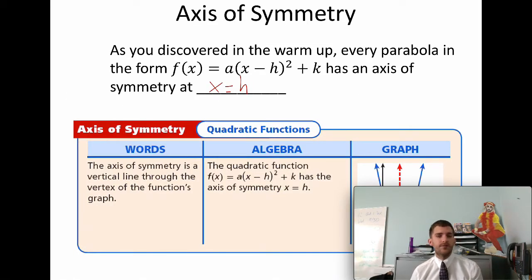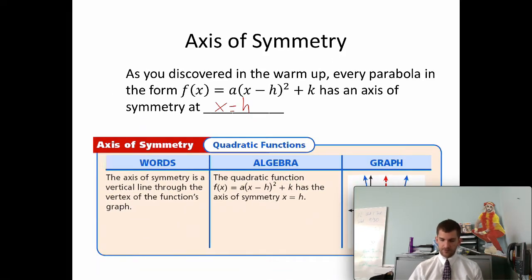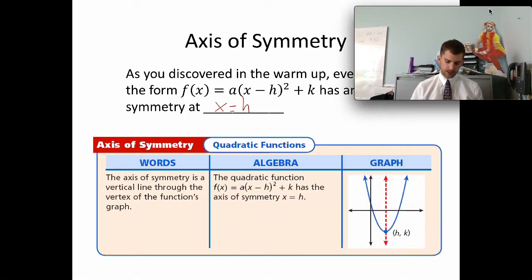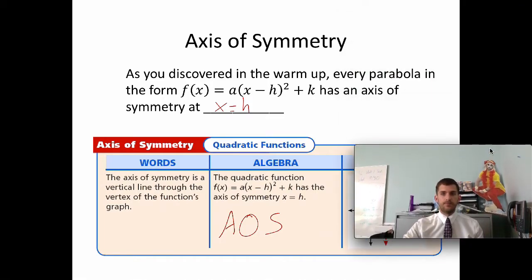So the proper definition is the axis of symmetry is a vertical line through the vertex of the function's graph. So the equation f of x equals a times x minus h squared plus k has an axis of symmetry at x equals h. And you can kind of see that on this graph here. Let me move my picture so I'm not covering it as much. And you should also know that as we go along, we're going to probably refer to the axis of symmetry as AOS. So we're not going to keep using axis of symmetry over and over. We're going to use just the letters AOS to save time.